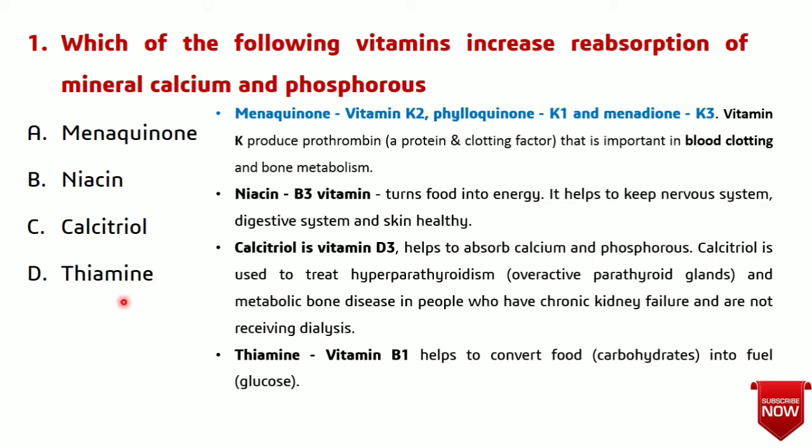And thiamine is vitamin B1 and helps to convert food into fuel. With deficiency of thiamine, we can observe beriberi, having symptoms like loss of appetite, weakness, pain in limbs, swollen feet and or legs, and shortness of breath. So these are the vitamins given. Among these, calcitriol is responsible for the reabsorption of the mineral calcium and phosphorus. So the answer is calcitriol.